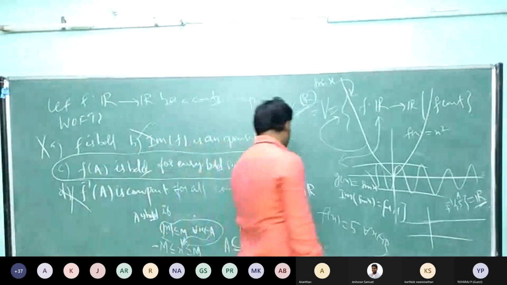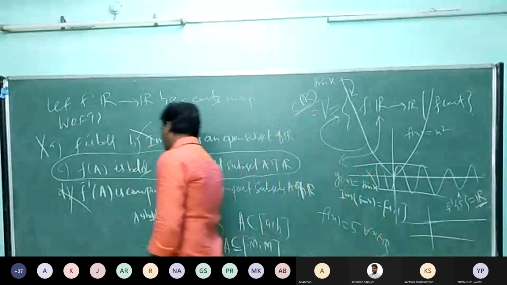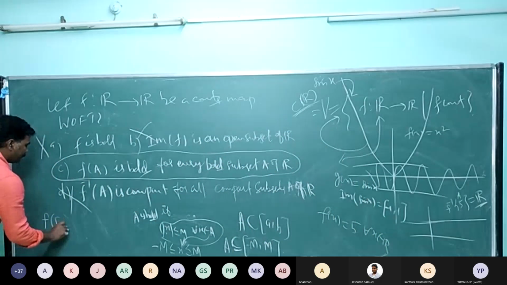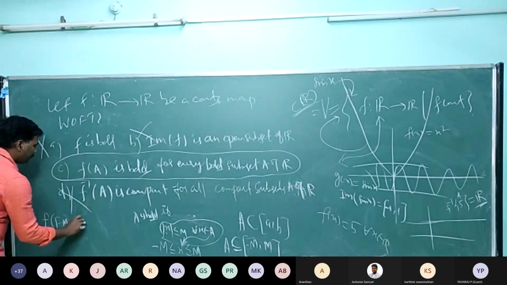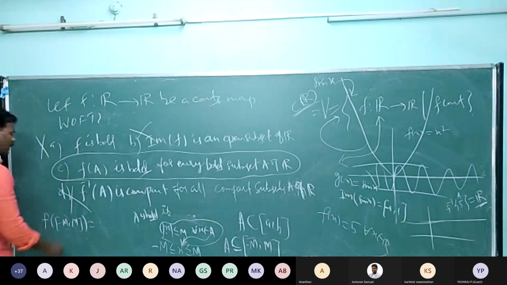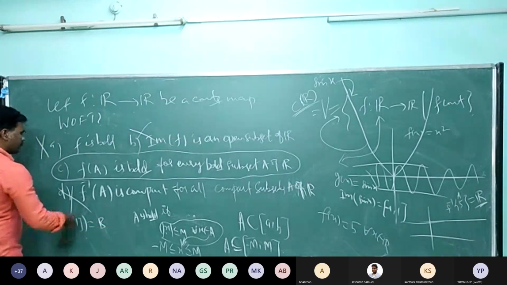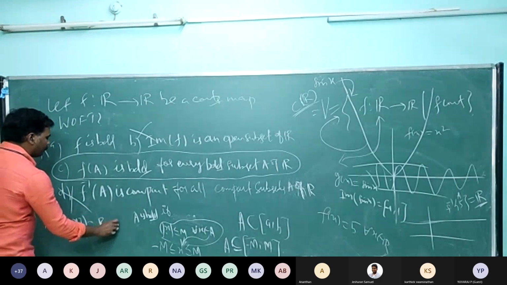Okay, we know this theorem. This is a very standard and famous theorem. So therefore, F is continuous. F of minus M2 plus M, the complete interval, again is some compact set B. Continuous image of a compact set is compact, so B is compact.